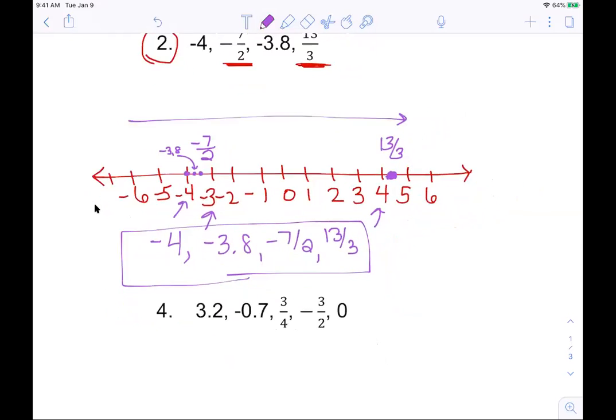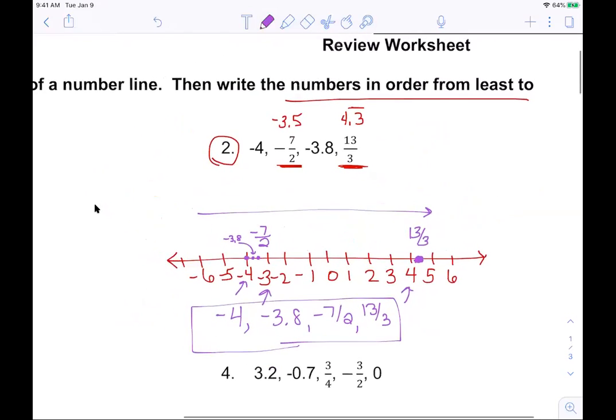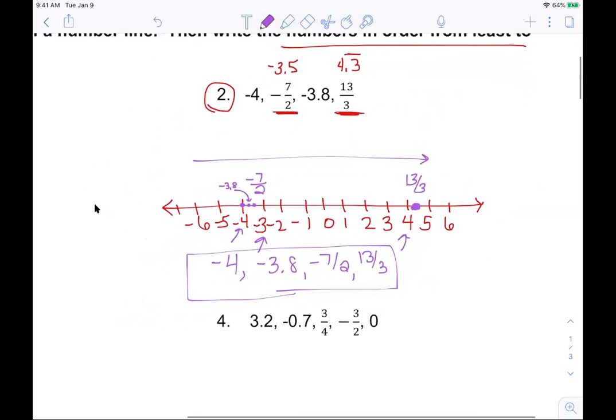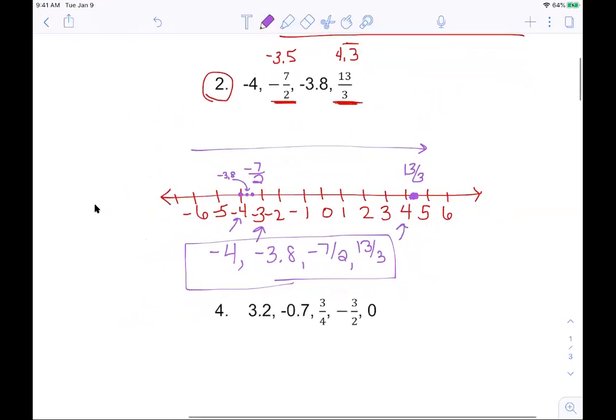So that's what number 2 should look like. Again, you can just write this on separate paper. So your goal is to do 1, 3, and 4 exactly like number 2. That's why we do a couple together in class.